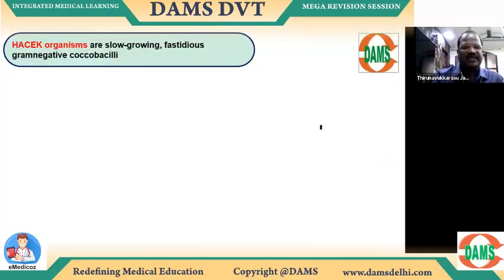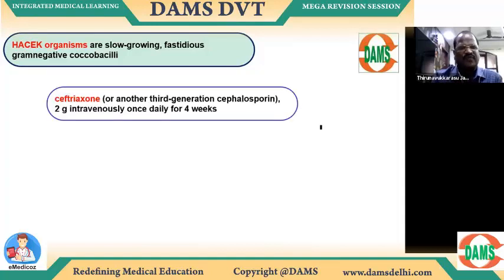Okay, and then there is something called the HACEK organisms. These are slow-growing fastidious gram-negative organisms. For these cases, we can go for ceftriaxone, another important third-generation cephalosporin, given 2 gram intravenously once daily for 4 weeks. So empirical therapy is there, or if the culture and sensitivity report comes in, we can go according to that treatment.